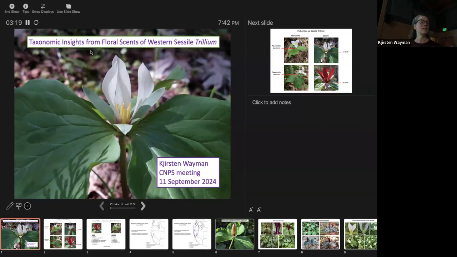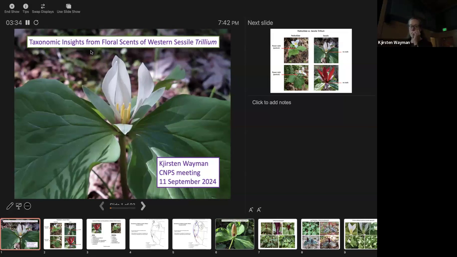So what I was hoping is that we could look at the floral scent compositions and see how the floral scent compositions for the various species differ. And if so, can we use the floral scent compositions to help us distinguish among the species?